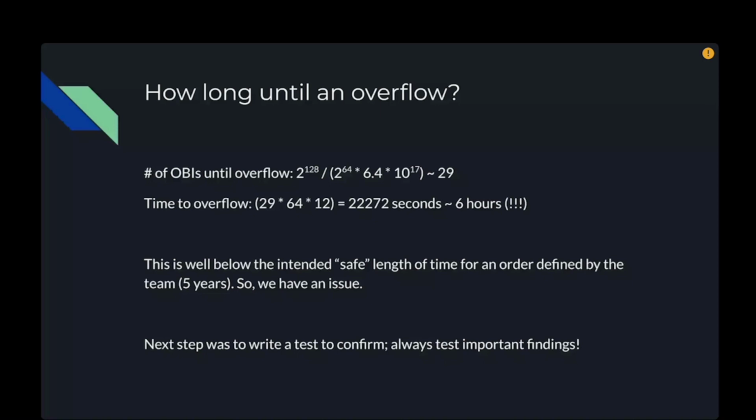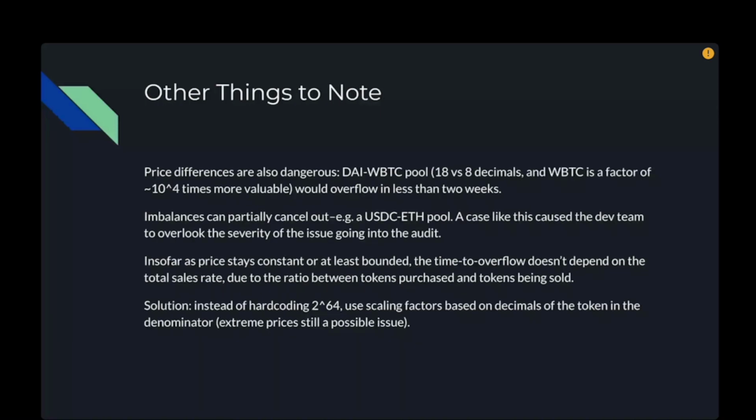So other things to note about this issue: price differences are also dangerous. If you have a DAI WBTC pool, which is 18 versus 8 decimals, but WBTC is a factor of 10 to the 4th more valuable than DAI, that would have an overflow time of just under 2 weeks. Which is also pretty bad, and it's worse than you would think based on the decimals alone, because the price contributes.